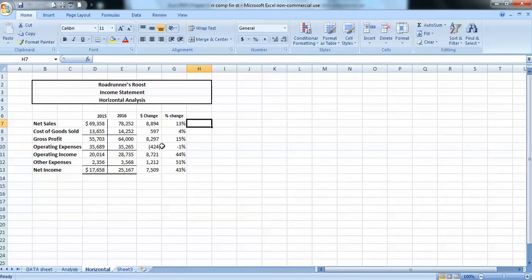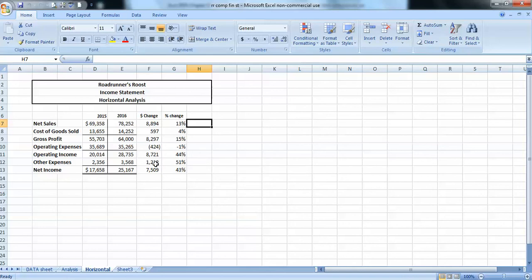And if we continue on performing the same function of subtracting the base year from the newest year, we can see that we had a decrease in our operating expenses. I bet your managers, your supervisors would think that was pretty great. And that would give us a combined change of a 44% increase in operating income.